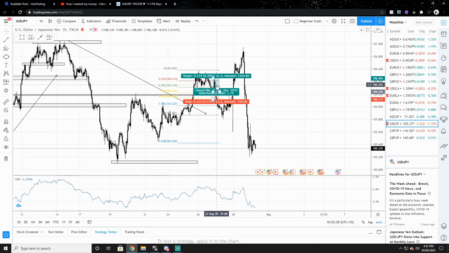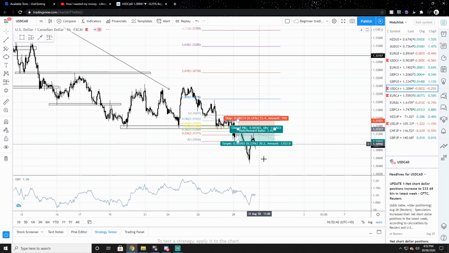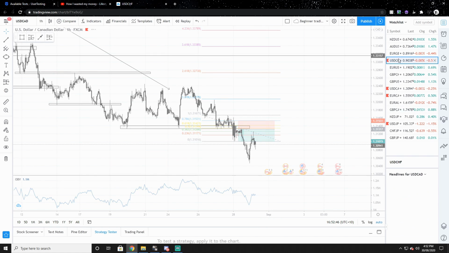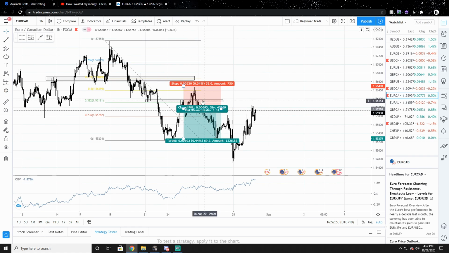So we can see that I closed this trade here. Wait, USD CAD, wait, let me go back. What the heck, I meant to go to Euro CAD. So I closed this at a little bit of profit by accident, but then I ended up closing this at a loss. So that was the one loss that I took this week.